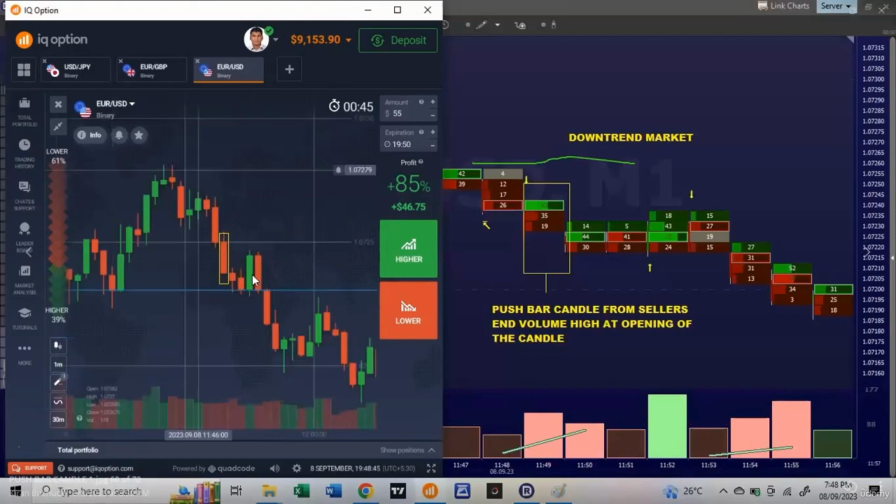Okay, what happened here? Downtrend market, push bar, candle from sellers. This candle, downtrend market. Volume high at the opening price of the candle.